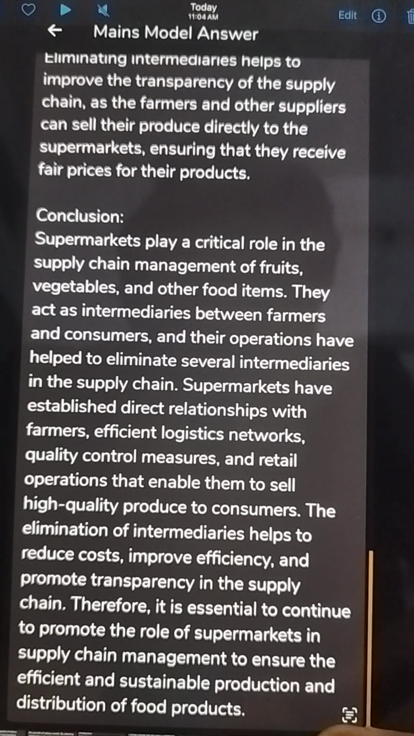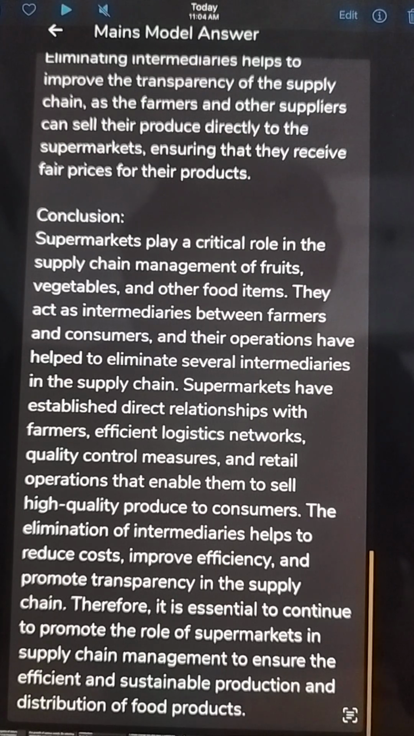The elimination of intermediaries helps to reduce cost, improve efficiencies, and promote transparency in the supply chain. Therefore, it is essential to continue to promote the role of supermarkets in supply chain management to ensure the efficient, sustainable production and distribution of food products.